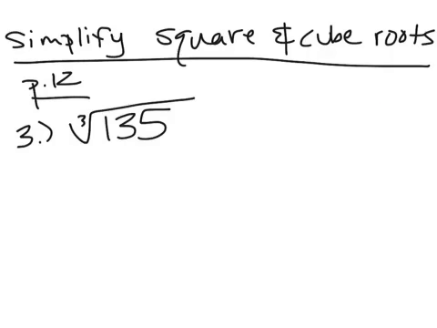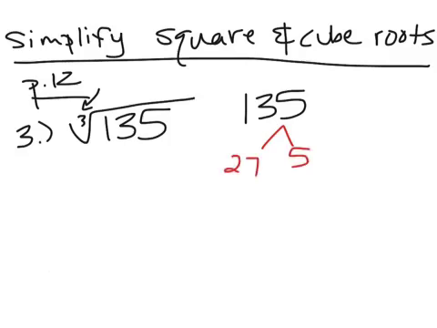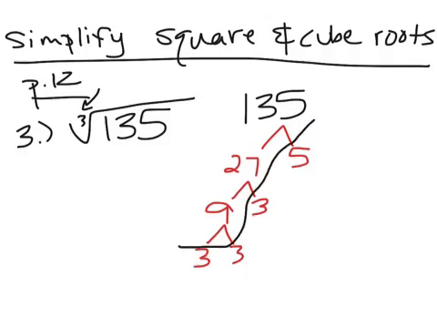Alright, then there was number 3, which had the radical symbol, but then there was this little 3 inside, so that means I'm taking the cube root. So now, instead of circling pairs, I'm going to circle triples. So if I look at 135, and I factor tree this, my smallest factor of 135 is 5, and it's 5 times 27. So then I look at 27, the smallest factor of 27 is 3, so I have 3 times 9. And then when I look at 9, 9 is 3 times 3. And when I get to the end here, all I care about are 3 times 3 times 3 times 5.